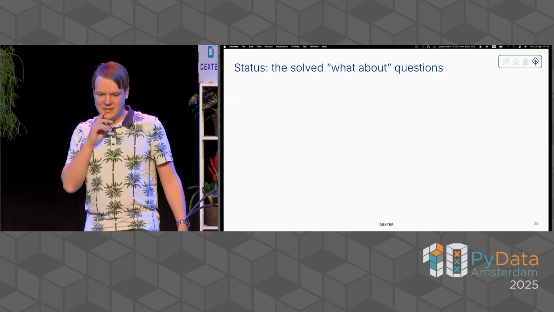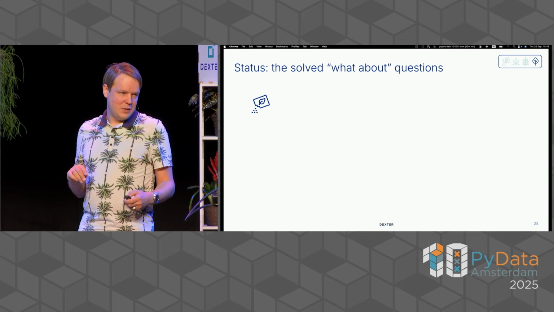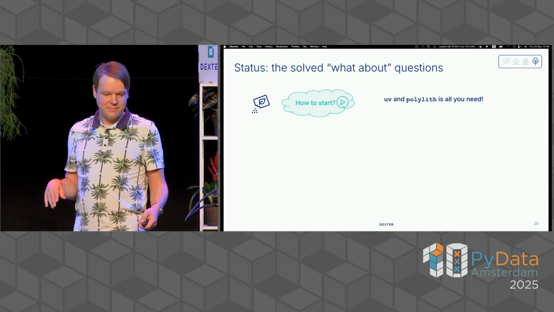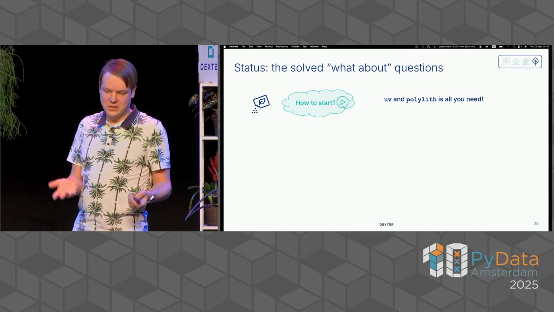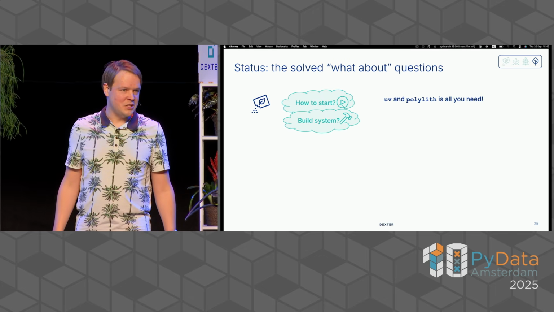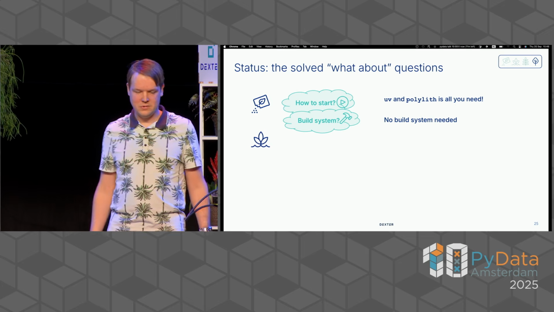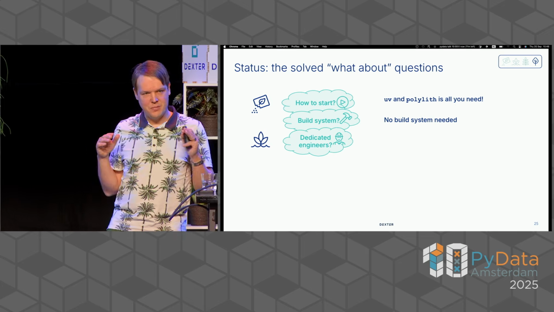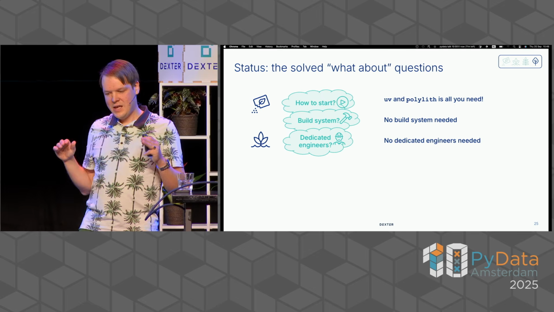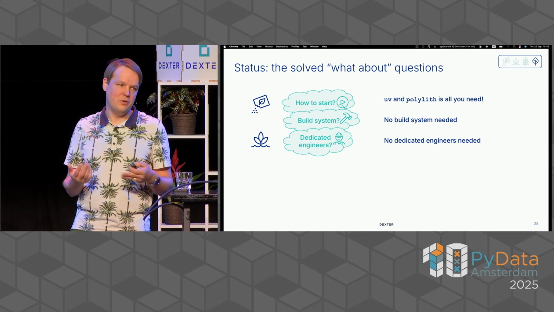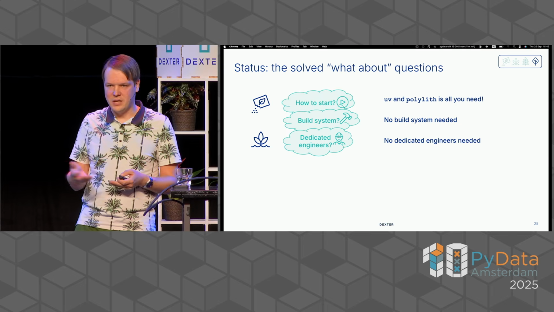So where do we stand right now? Well, when we go back to the "what about" questions that we had at the very beginning, I already answered how to start. UV and Polylith is basically all you need. Do you need a build system? No, you don't need a build system. In the growing phase, we discovered that as long as you keep things small and simple, then you don't need any dedicated engineers, at least up front. You can do quite a bit with just the engineers that you already have in the teams.